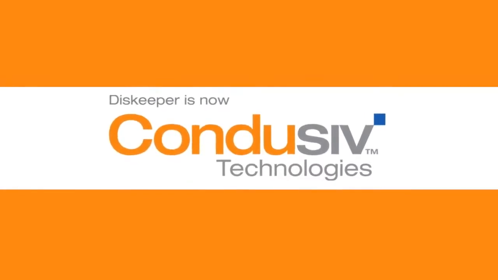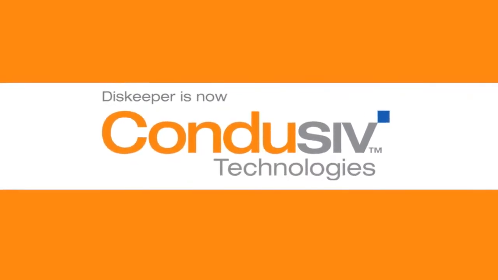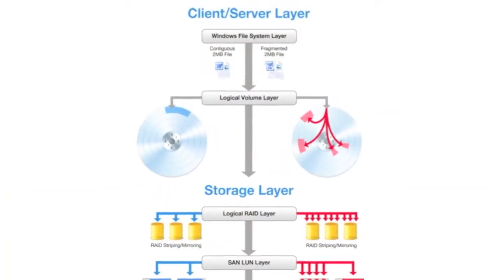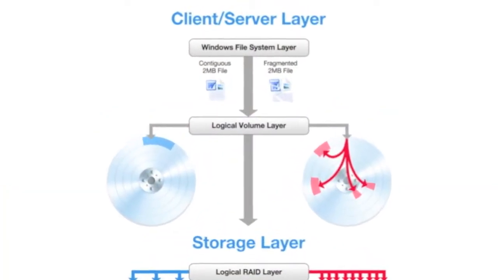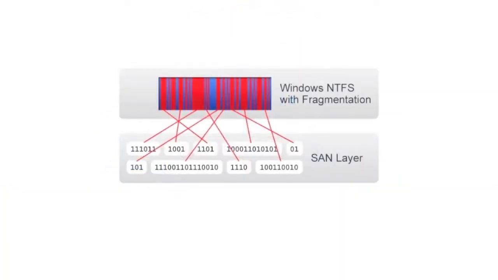Why you need Diskeeper or V-locity on every SAN attached server. File and free space fragmentation occur at the Windows file system layer. The SAN layer receives I/O requests from the file system, unaware of fragmentation at the operating system layer. SAN devices do not have the tools to handle file and free space fragmentation.